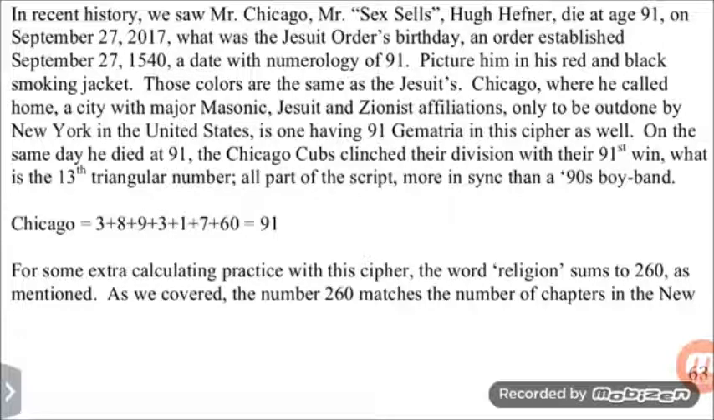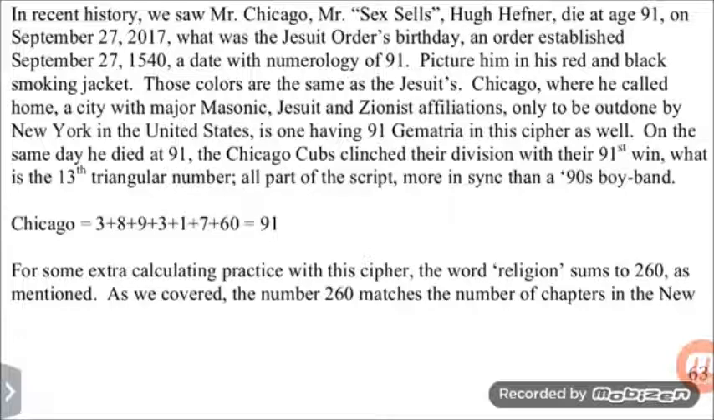Chicago, where he called home, a city with major Masonic, Jesuit, and Zionist affiliations, only to be outdone by New York in the United States, is one having 91 gematria in this cipher as well. On the same day he died at 91, the Chicago Cubs clinched their division with their 91st win, what is the 13th triangular number, all part of the script, more in sync than a 90s boy band. Chicago equals 3 plus 8 plus 9 plus 3 plus 1 plus 7 plus 60 equals 91.